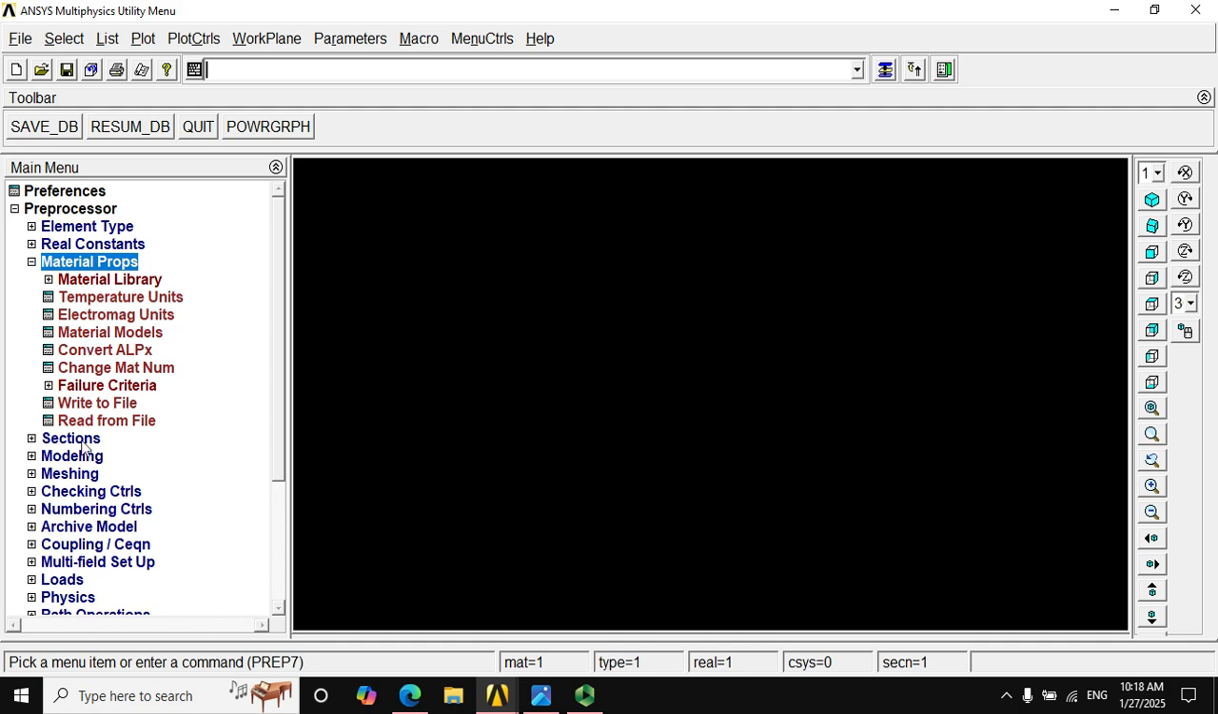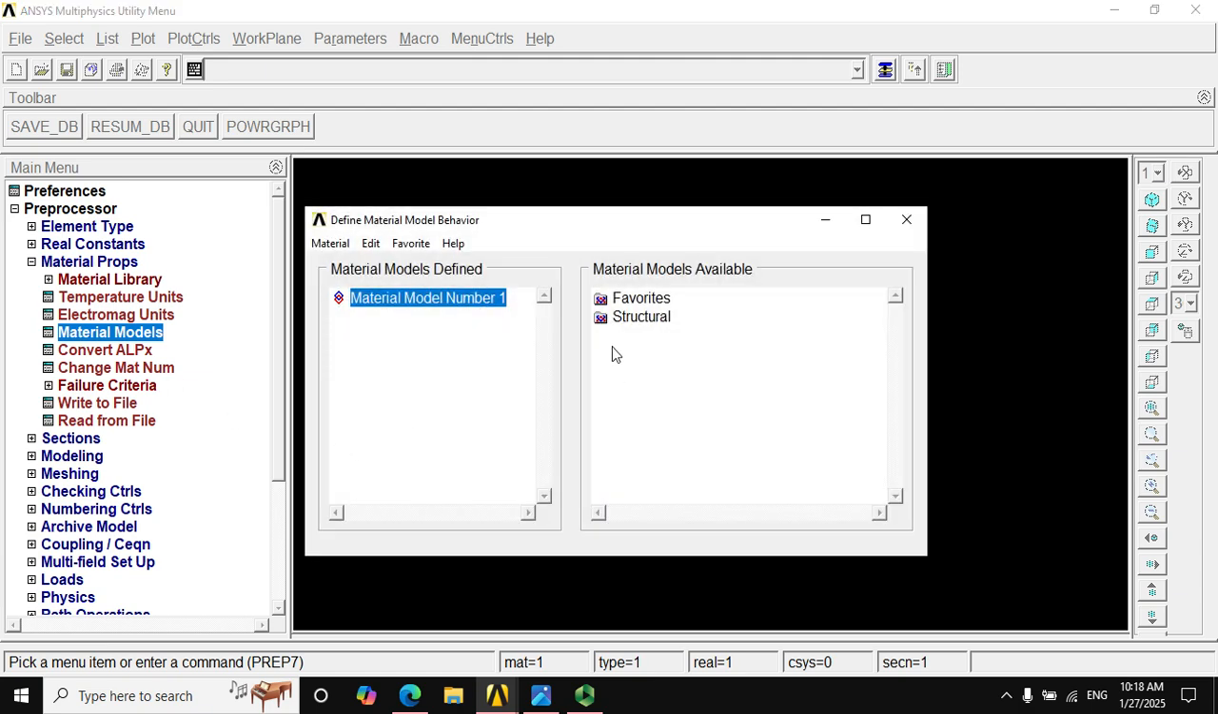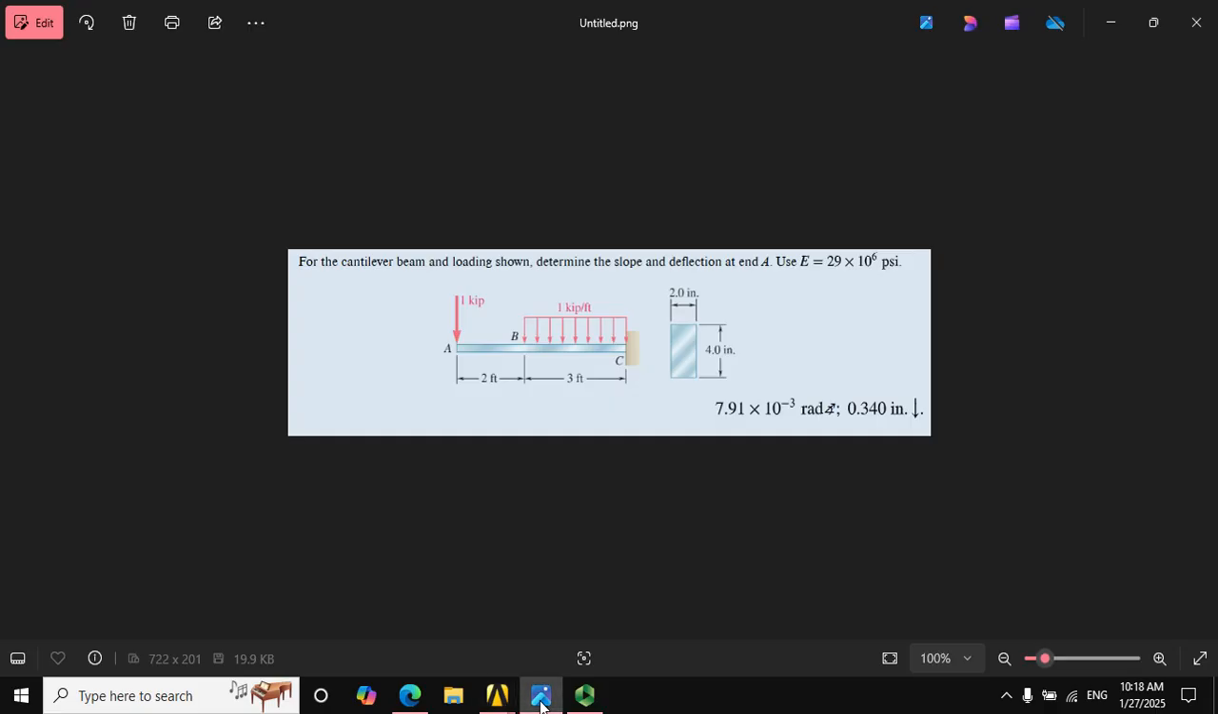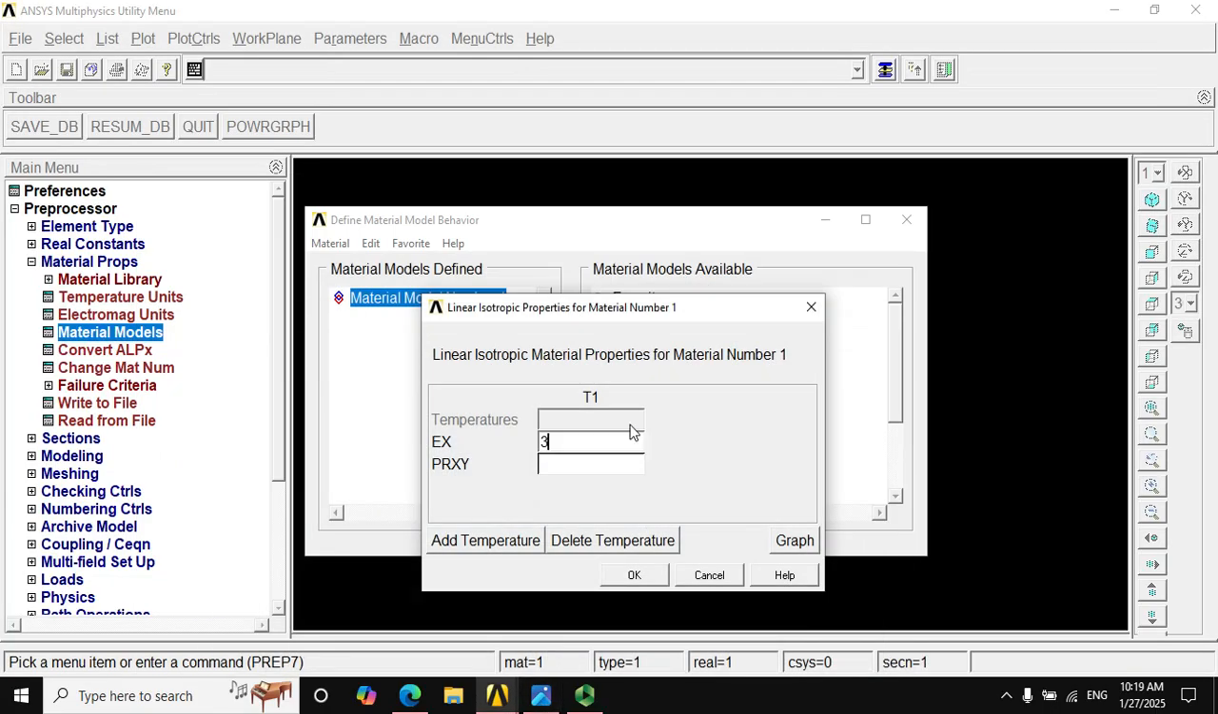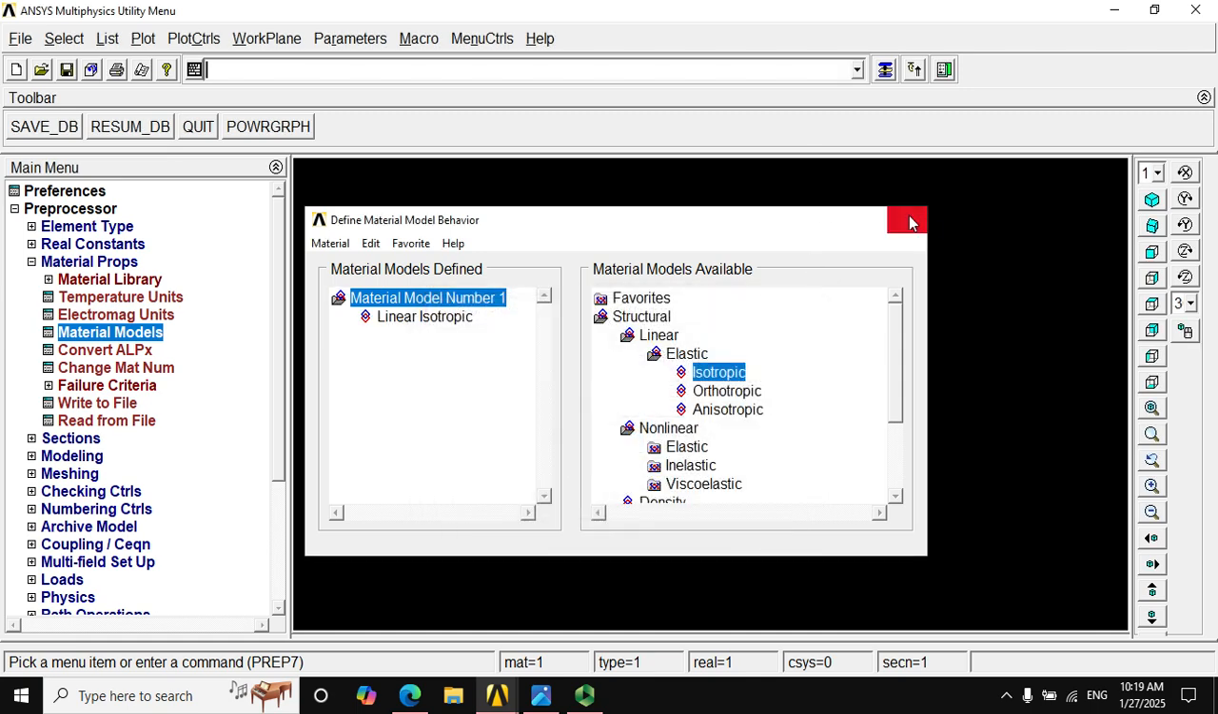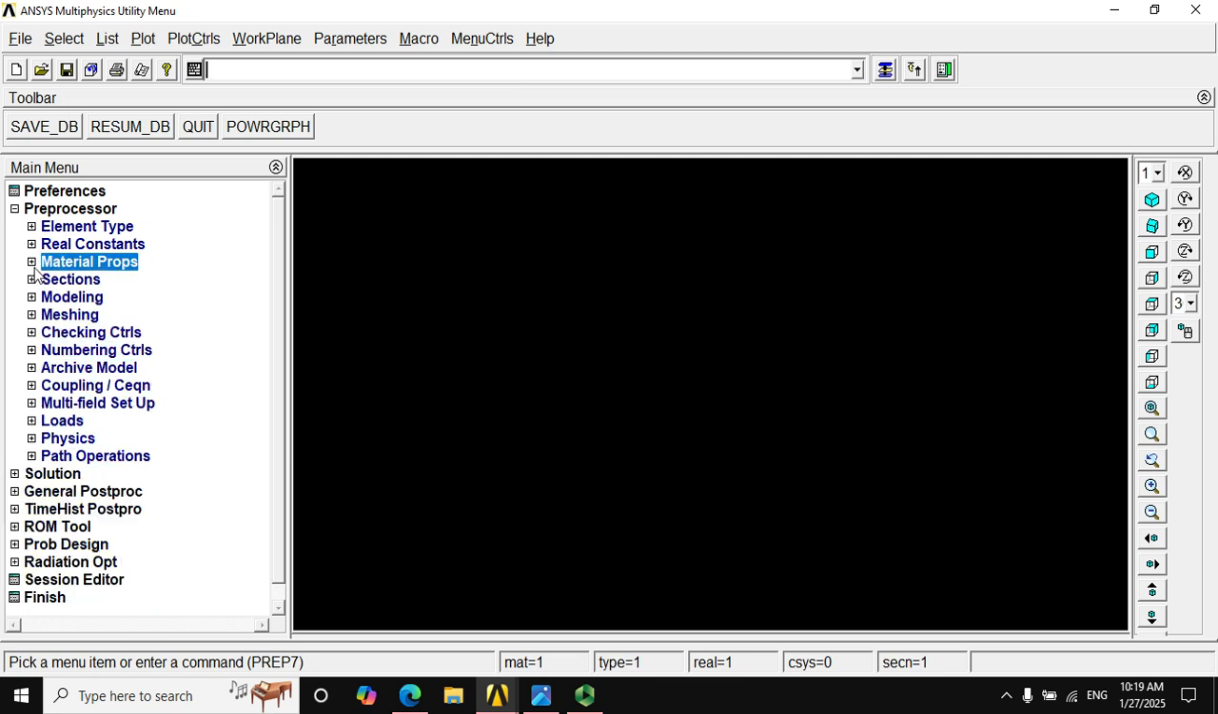And then material, you gotta come here, and then structural, linear, isotropic. Modulus of elasticity is 29 million. So I'm gonna use PSI as my unit. So 29 million. Okay, Poisson ratio, we are not gonna need that, so I put that 0.